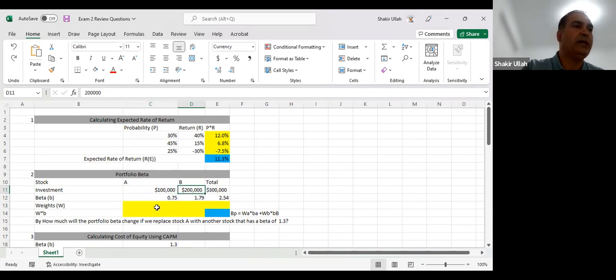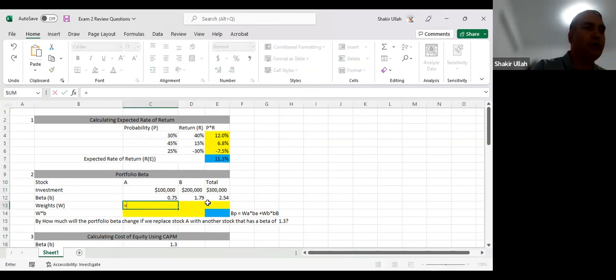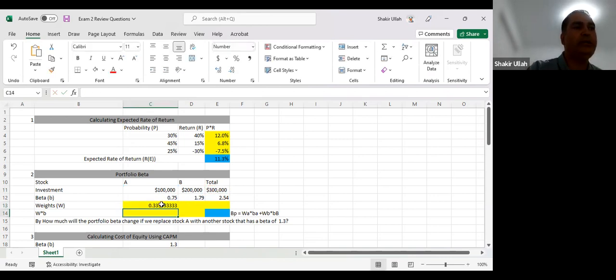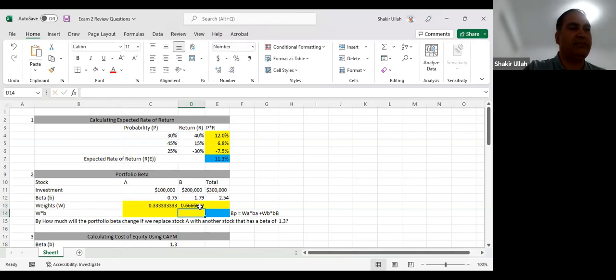And similarly, we will do this one. How do we calculate this weight? We take the investment in asset A and divide it by the total investment, which is 300,000. That will give me the weight of asset A, which comes out to be 33%, as you can see. Let me do the next one individually. 200,000 is the investment in B, divided by the total investment, which is 300,000. So that weight is about 67%.